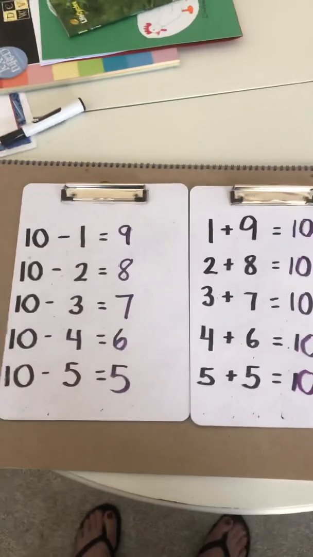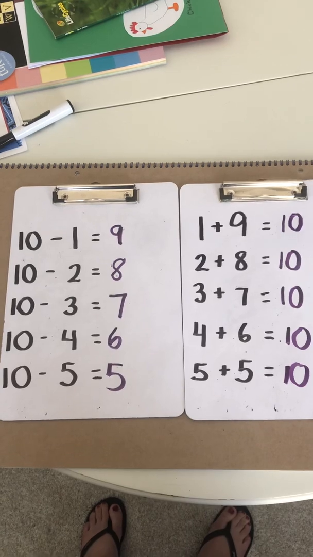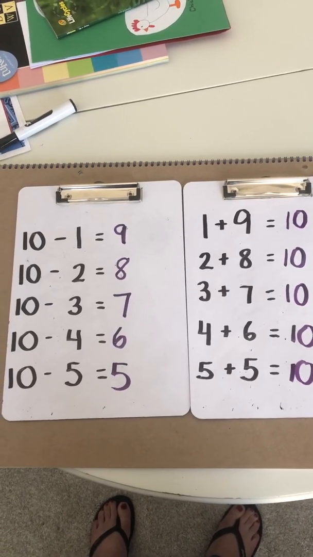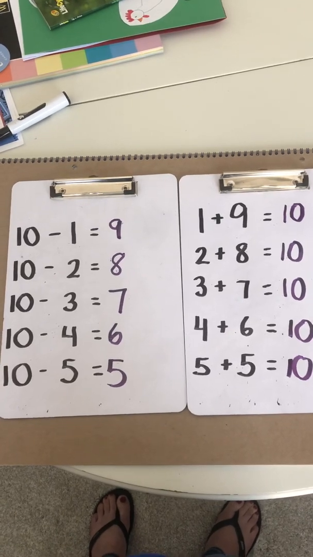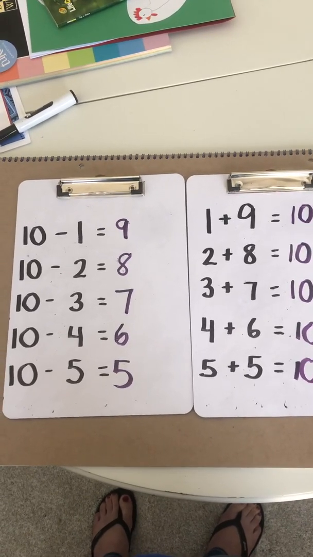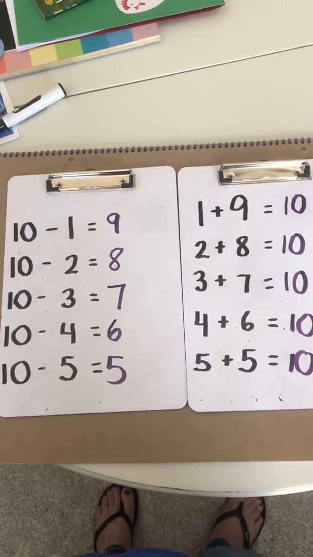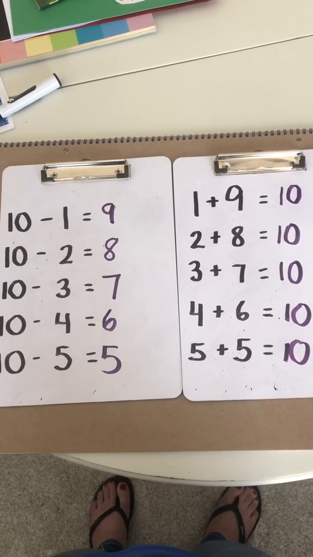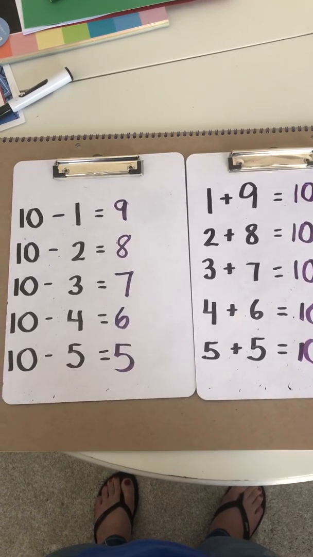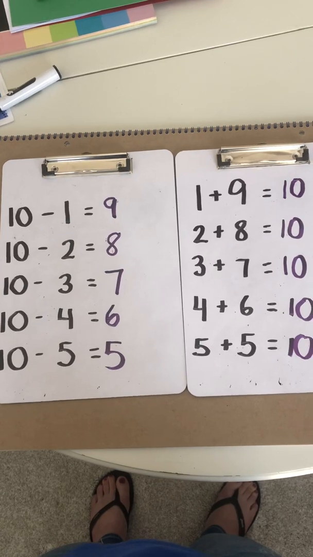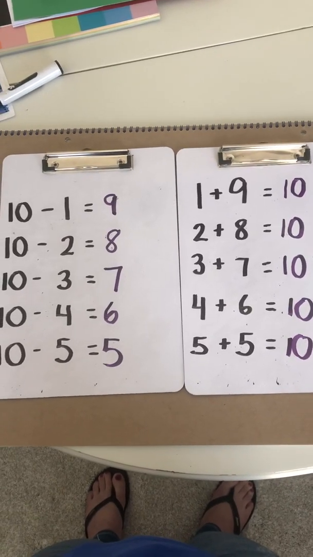Now I want you to look at both. And what do you notice about them? They all have the same 3 numbers. When you're subtracting the biggest number, the whole is first. When you're adding, the biggest number, or the whole, is last. When you subtract, you take numbers away from each other, and when you add, you put numbers together to make a bigger number. Okay?